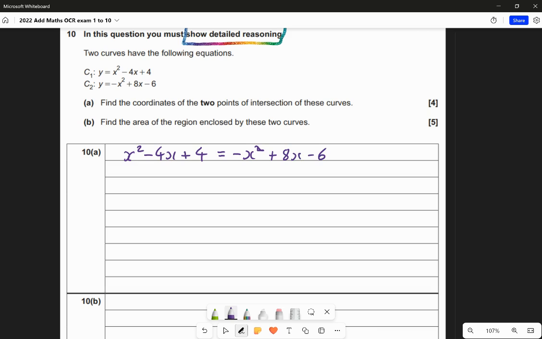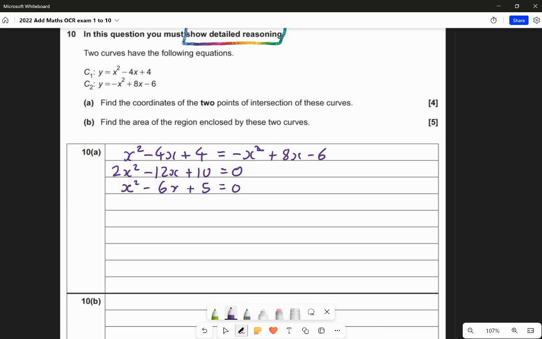So let's turn it into a quadratic equaling 0 to solve it. I'm going to add x squared to both sides, so we get 2x squared. I'm going to subtract 8x, so minus 12x. And I'm going to add 6 to get positive 10 equals 0. I could use my calculator to just find the roots. I'm going to divide everything by 2 because everything has a factor of 2. So we've got x squared minus 6x plus 5 equals 0.